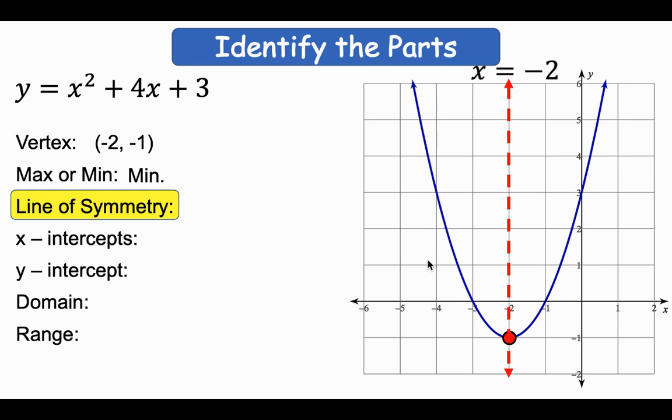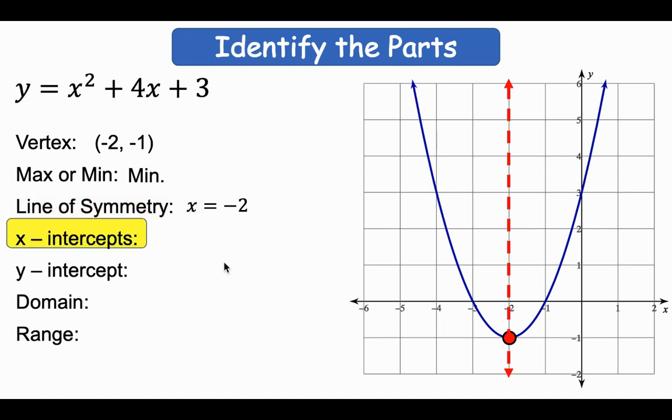But the line of symmetry is a vertical line, which means it's x equals. An x equals line is a vertical line, and it's at -2 on the x-axis. So x equals -2 is your line of symmetry. All of our lines of symmetry for our parabolas that we're working with in this class are going to be x equals. You're not going to have a y equals, it's just x equals.